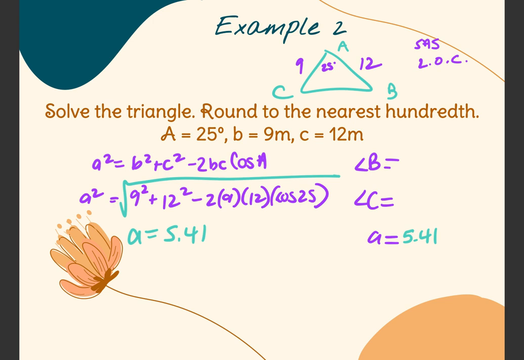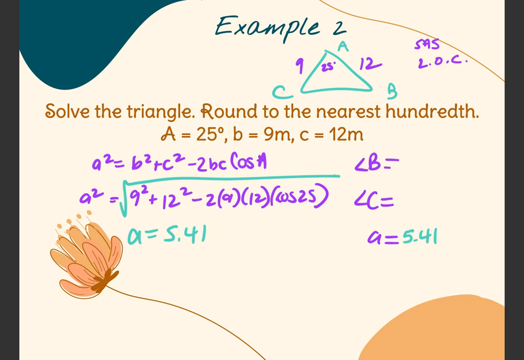Just don't forget to square root it. If you do 9 squared plus 12 squared minus 2 times 9 times 12 times cosine 25, you have to remember to square root it after that. So you can do it in pieces or under the square root. Correct. Yep.